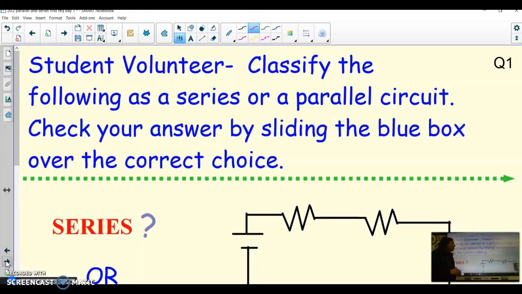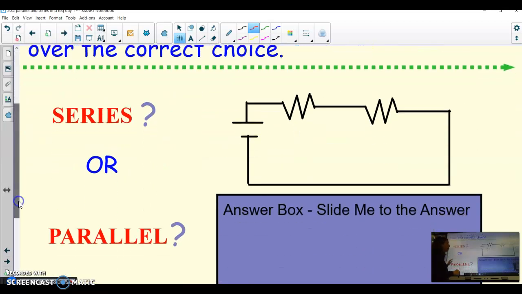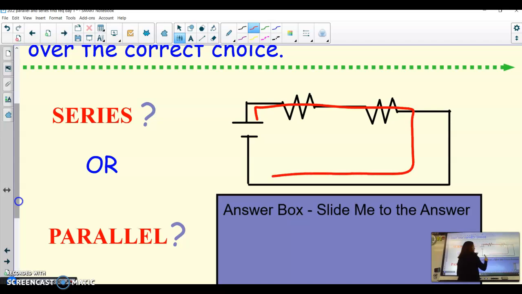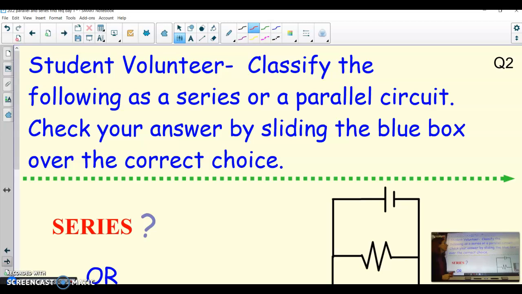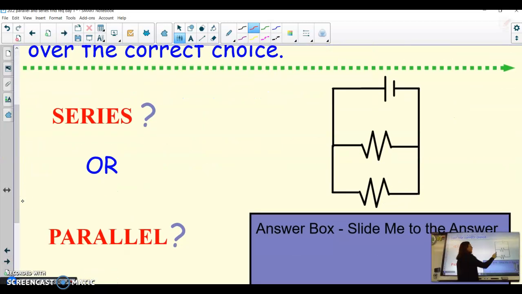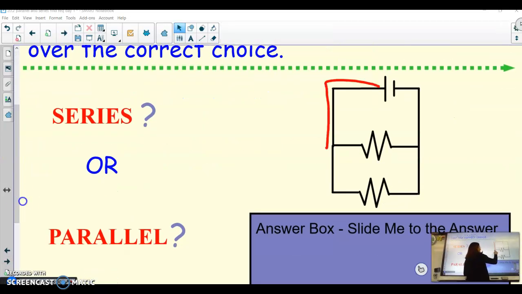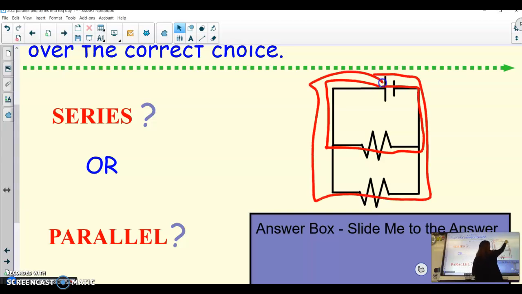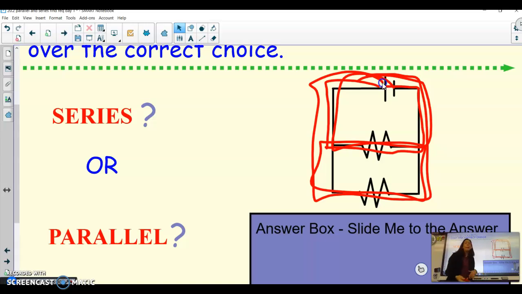So here's some examples where we're just going to decide, is it series or is it parallel? In this case, because all the current has to go through both of those, this would be a series circuit. In this case, because when the current comes out of the battery, it can choose to either go this way or it can choose to go this way. It cannot do both of those. It can't backtrack and kind of snake around and go like that. It can't go backwards through the circuit. So this would be parallel because there's two options for the circuit.